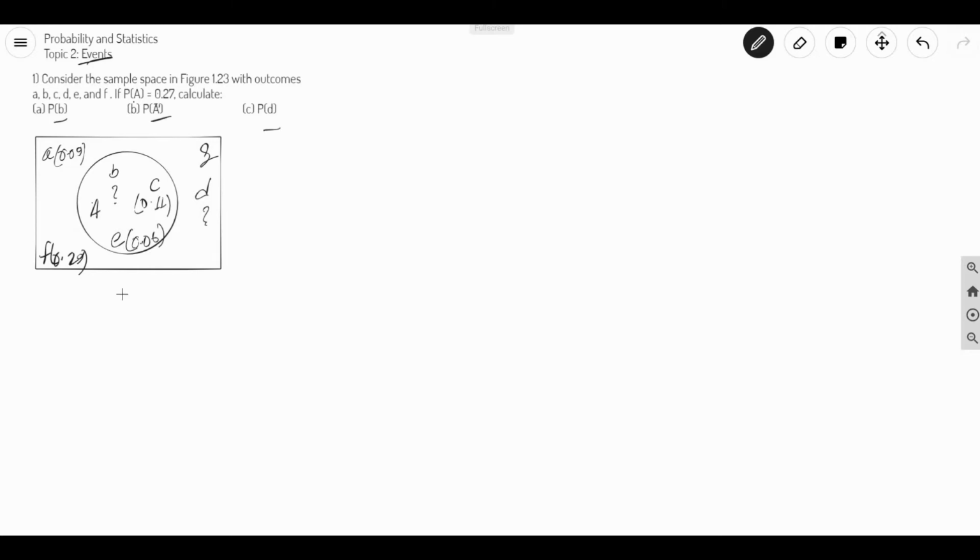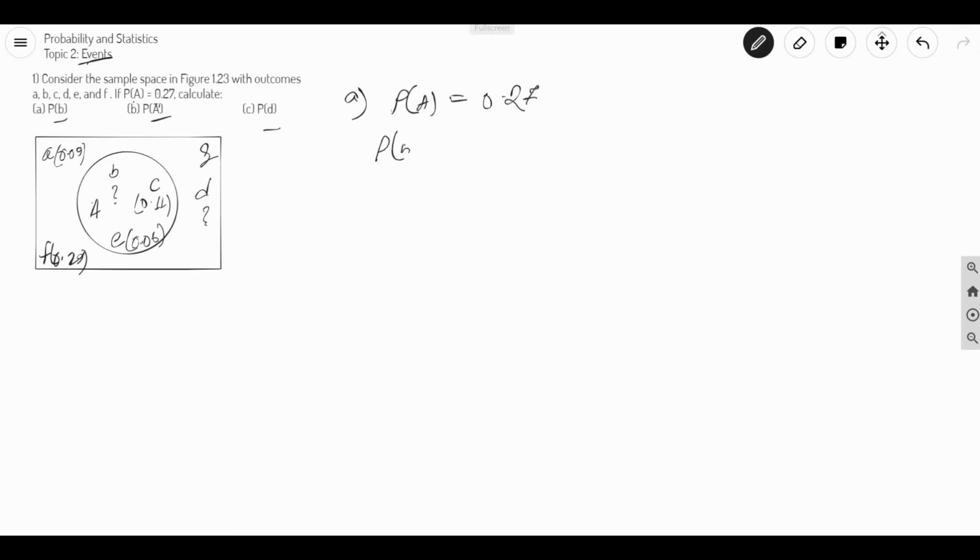So we see that probability of A here is given. So in order to find out B, what we can do is the following: number A, determine the probability of B, and we are given the total probability of A is equal to 0.27 and B comes inside A, so we can subtract the remaining probabilities from 0.27 to find out the probability of B.